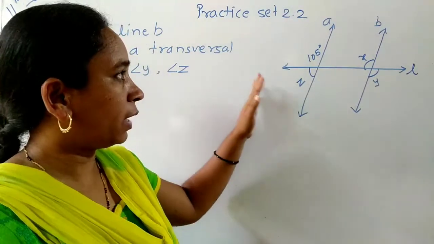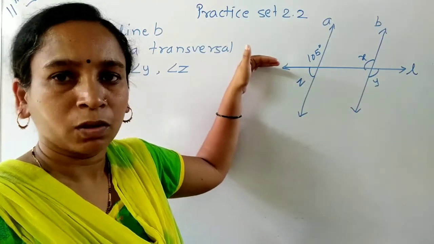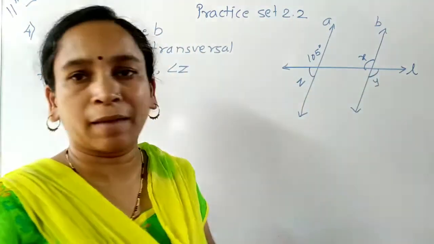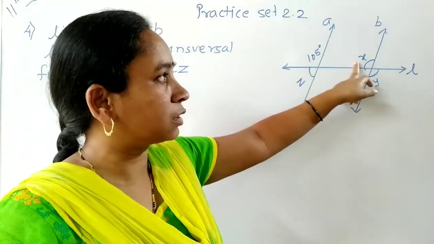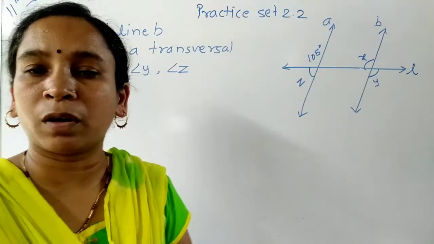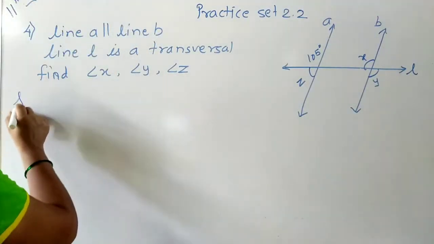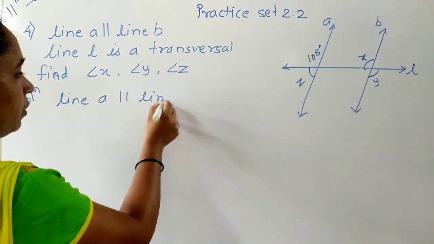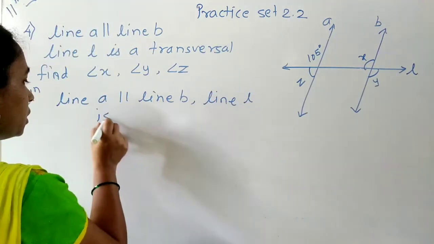In the fourth example, line A and line B are parallel with each other and line L is a transversal. So, here the measurements are given, 105, and X, Y and Z we have to find out. So, here to get X, easily we will get the value of X. X value is nothing but 105. X and 105, what is the relation of these two? These are the corresponding pairs of angles and corresponding angles are always congruent. So, here solution: line A is parallel with line B and line L is transversal.